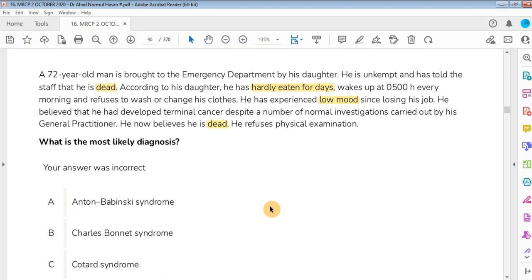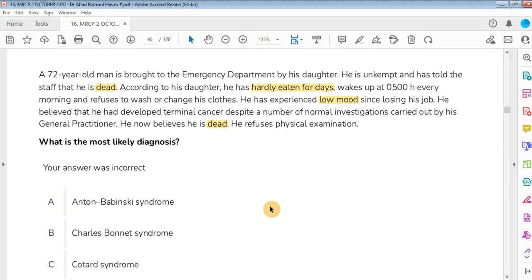A 72-year-old man is brought to ED by his daughter. He is unkempt and has told the staff that he is dead. According to his daughter, he has hardly eaten for days, wakes up at 5 every morning and refuses to wash or change his clothes. He has experienced low mood since losing his job. He has believed that he has developed terminal cancer despite a number of normal investigations carried out by his GP. He now believes that he is dead. He refuses physical examination. What is the most likely diagnosis?